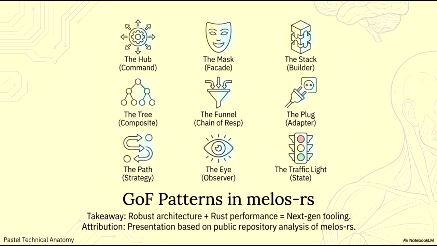In the final row, we look at behavioral logic. The path leverages the strategy pattern to define a family of interchangeable algorithms. The eye acts as an observer to monitor and react to state changes across the system, and the traffic light uses the state pattern to allow objects to alter their behavior as their internal state changes.